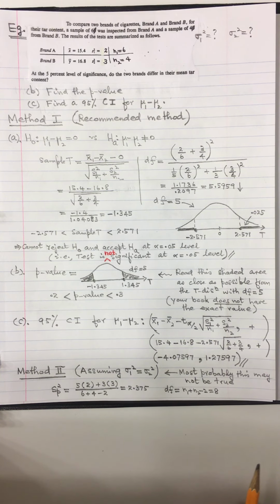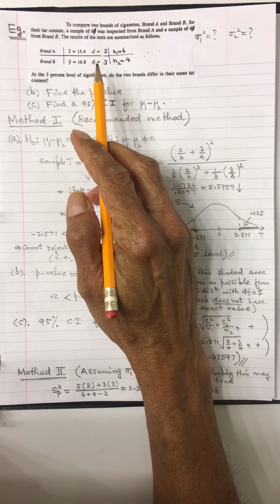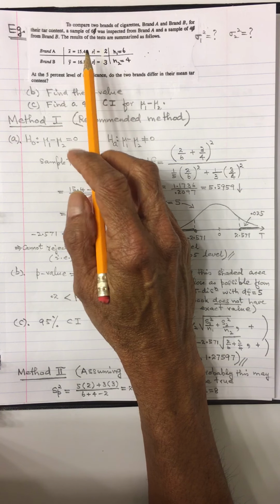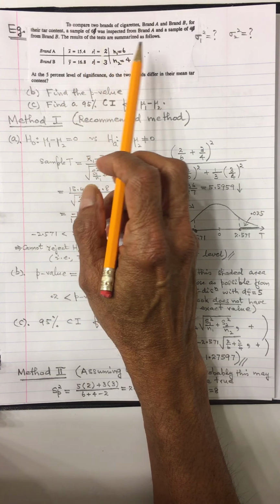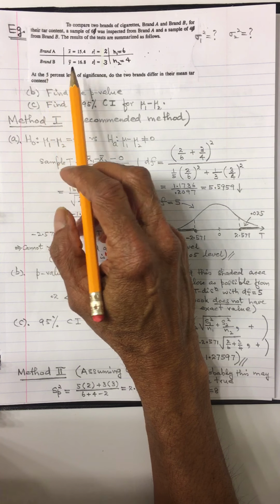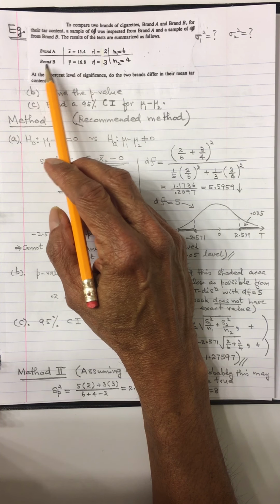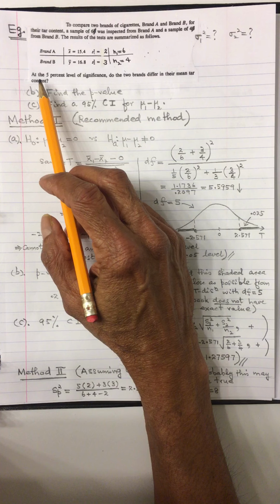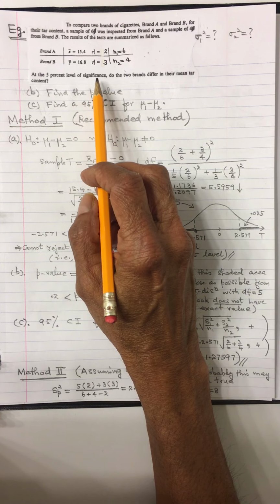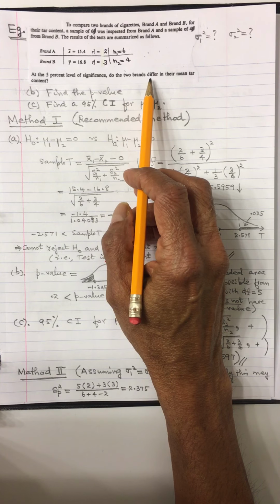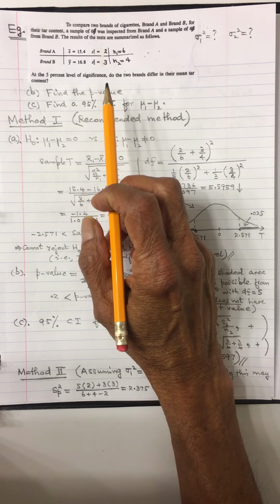Let us look at an example for two sample case. In this example, we want to compare two types of cigarettes for their tar content. So the question is, at the 5% level of significance, do the two brands differ in their mean tar contents?